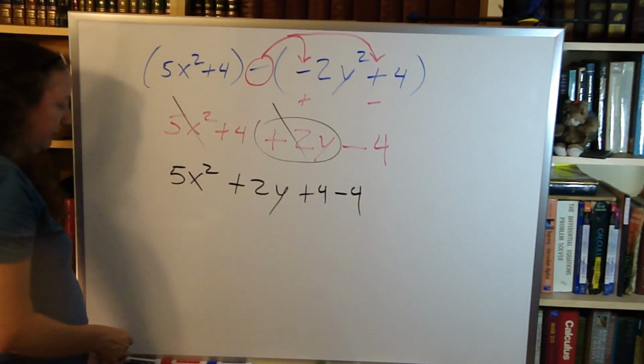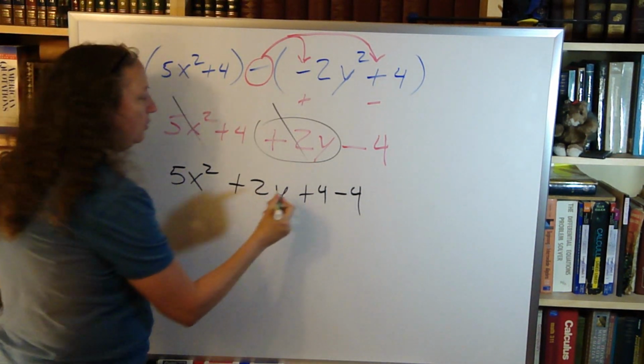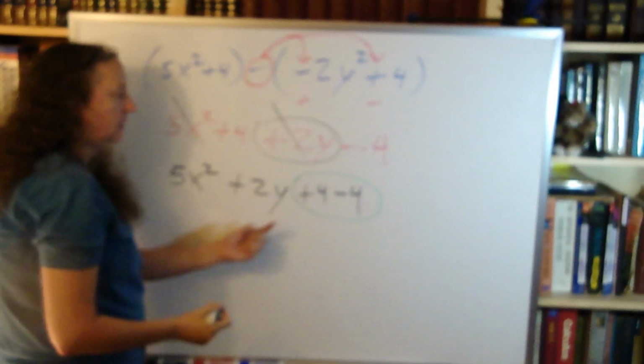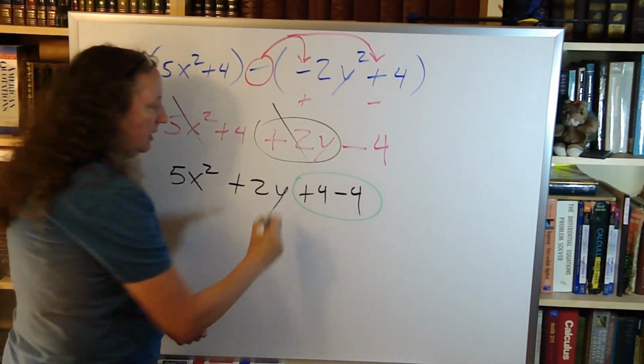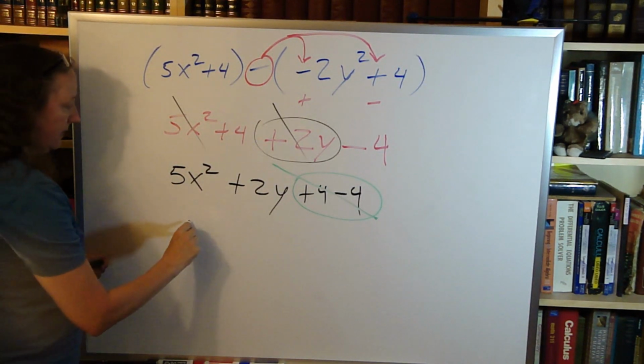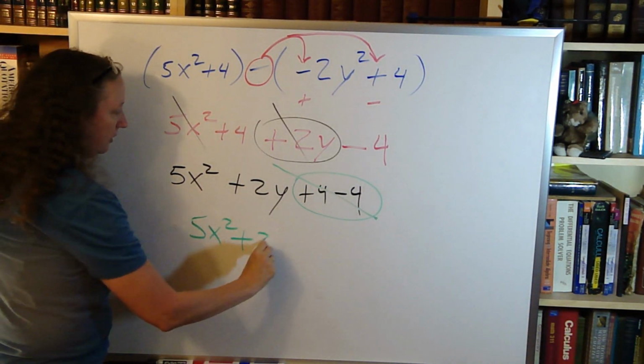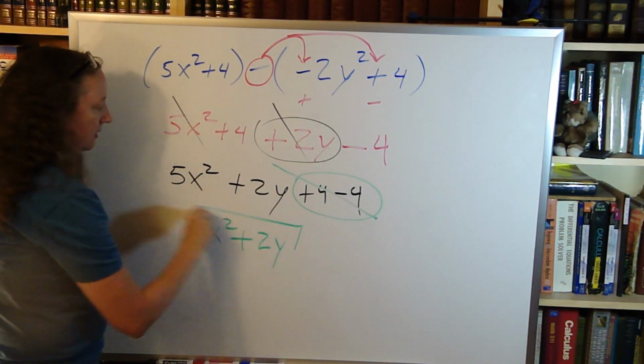Any like terms to be combined here? Yes. I have my two constants here. Plus 4, minus 4. They cancel each other out. And I am left with 5x squared plus 2y for my answer.